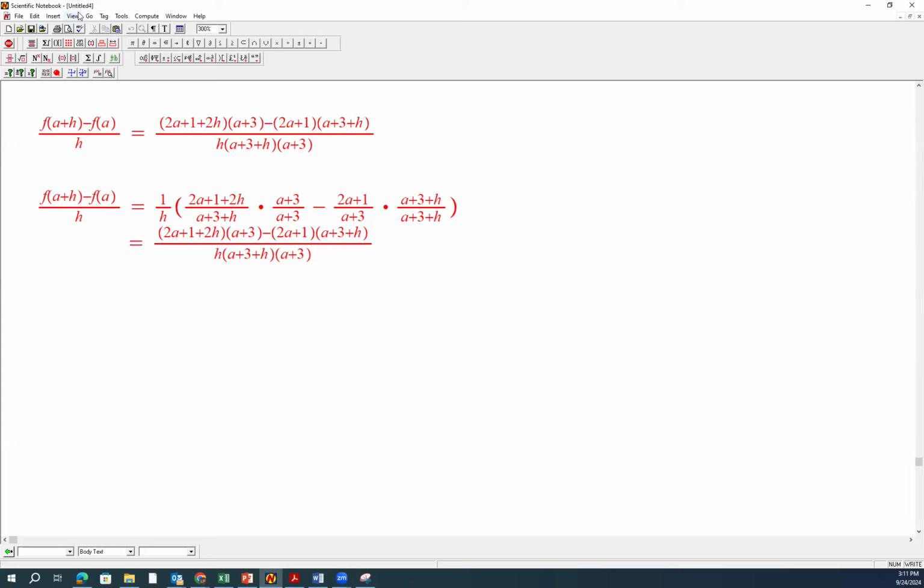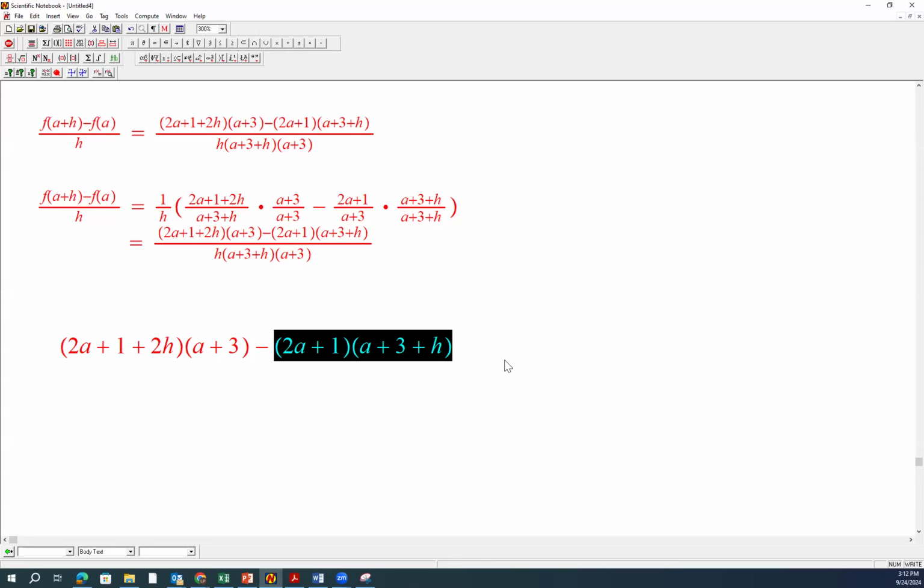How do we handle that numerator? There are many ways you can do it. The most common way that most of you will do is FOIL. A plus 3 FOIL 2a plus 1 plus 2h, you're going to get 6 terms. Over here, you're going to get another 6 terms. You get a total of 12 terms, and then you combine the like terms. You're going to get a simplified form.